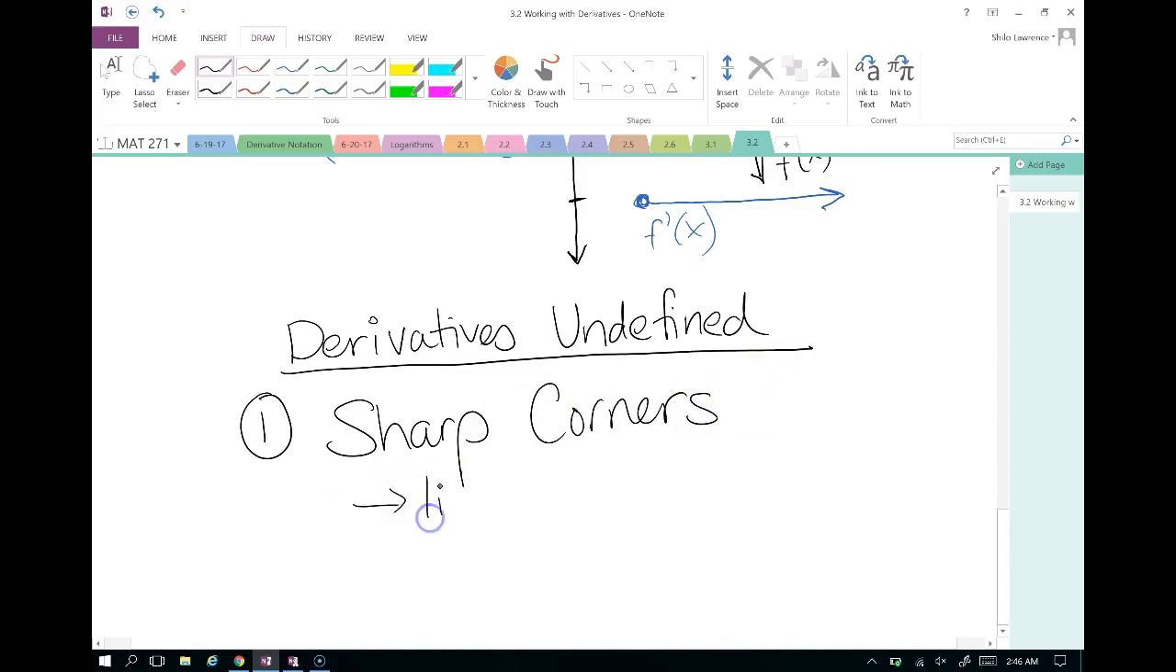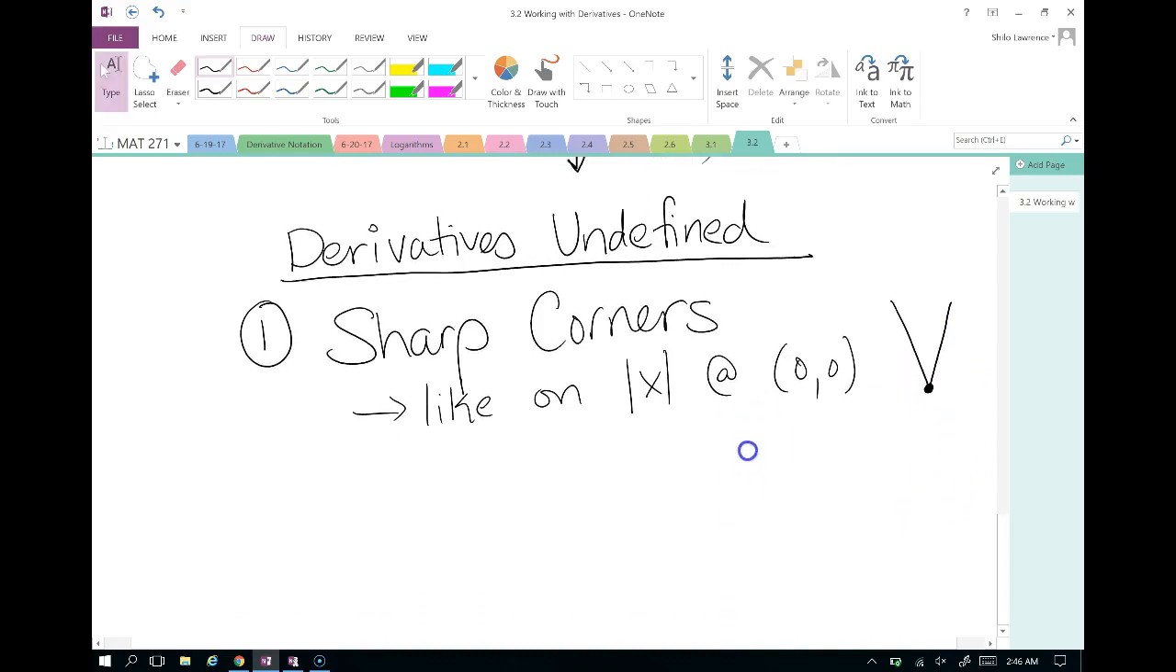And this is like on the absolute value graph at (0, 0). Now we can do the derivative at other points on the absolute value graph. We just can't do it at the sharp corner. We just can't do it right there. We can do it at the other places. We just can't do it at the sharp corner.